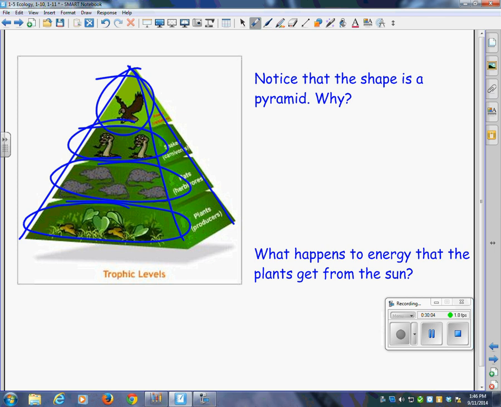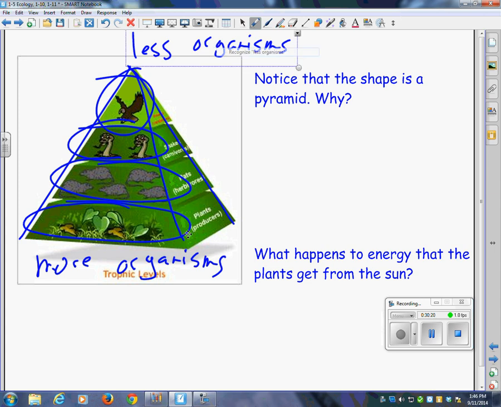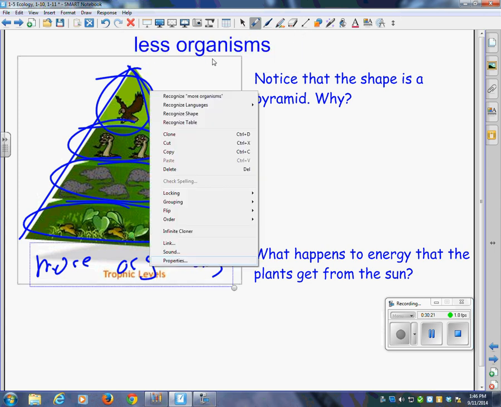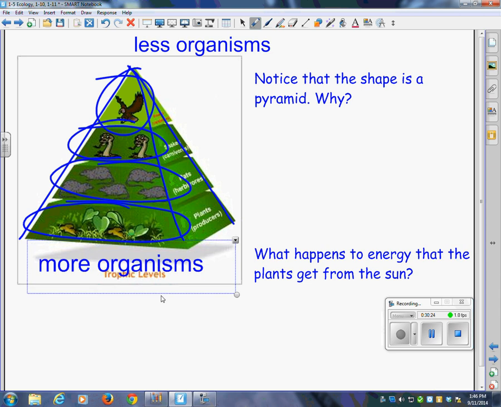Can we put this on here? More organisms here. Less organisms up here. Oh, that's remarkable how it knows my handwriting. More organisms at the bottom, you're absolutely right, Josh, less at the top.